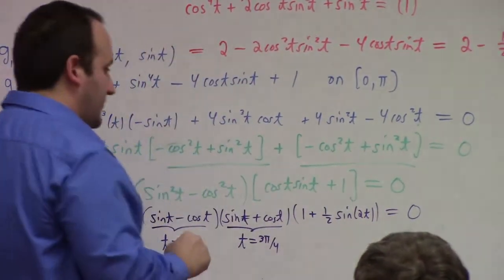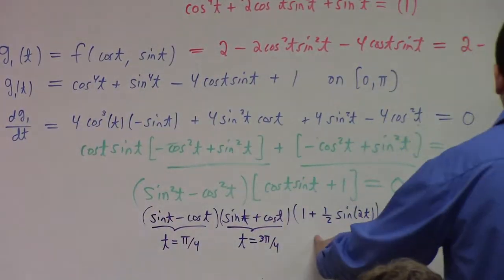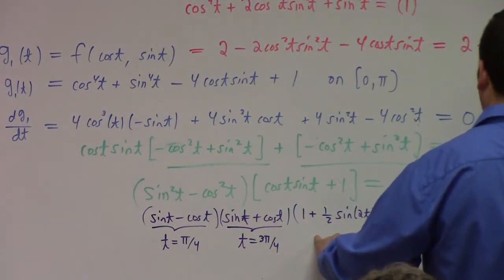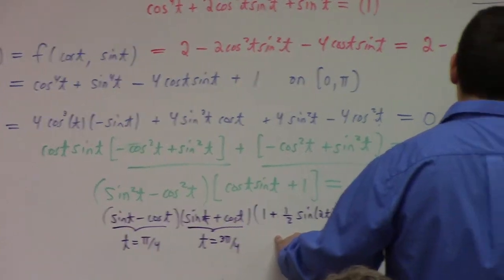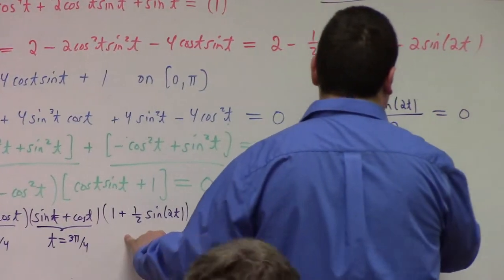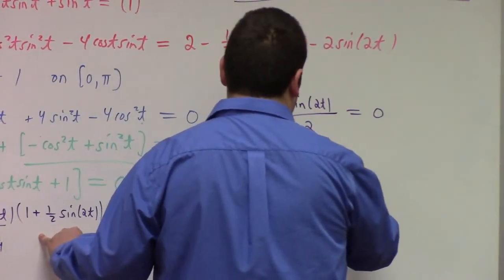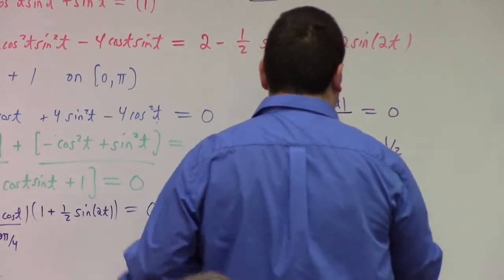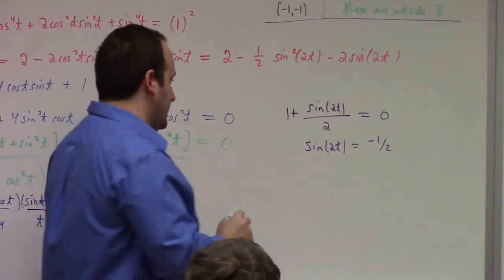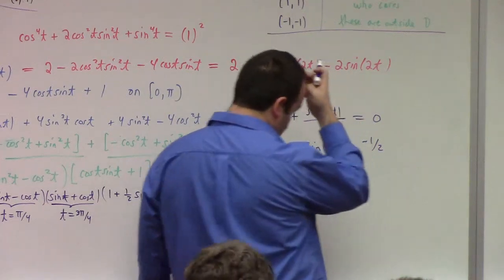How can I see if the other thing is 0? Well, let's solve it. 1 plus sine 2t divided by 2 equal to 0 gives me sine of 2t equal to minus 1/2, which suggests to me that 2t is equal to what?